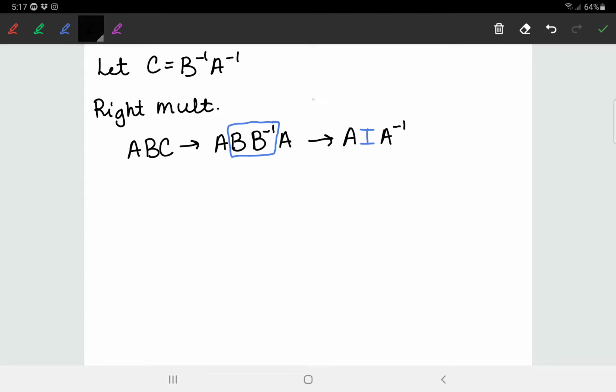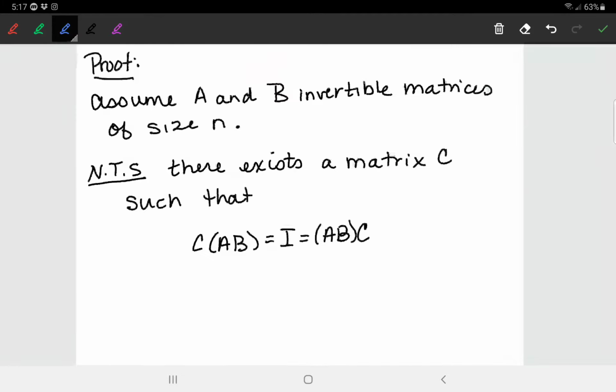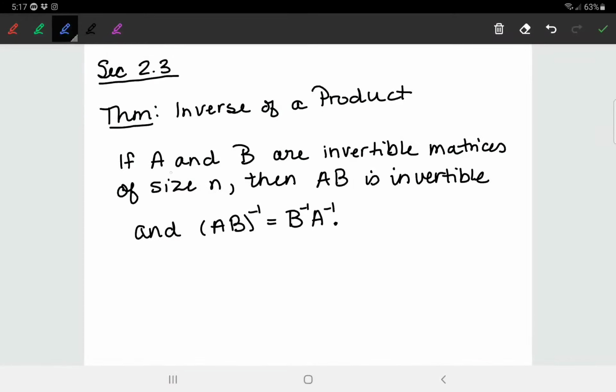Okay. So the justification here is that B is invertible. We did that by the assumption. And we assumed that because the theorem starts out, if A and B are invertible. So we will make that assumption and use it in the proof.